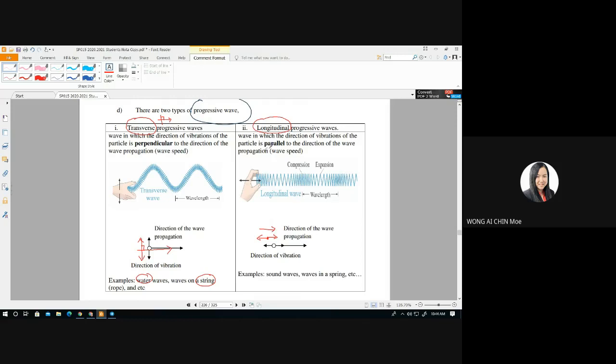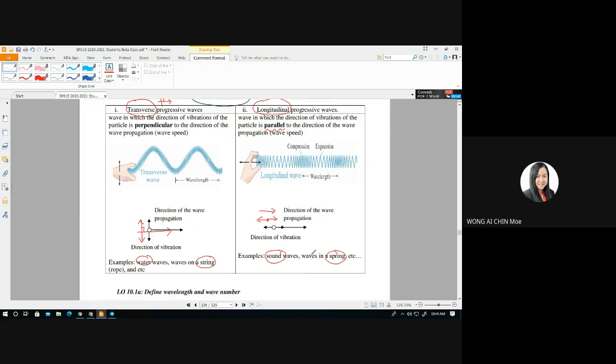Okay, so ini adalah parallel. When you say the direction of the particle vibration is parallel with the motion of the wave, meaning that this is longitudinal wave. So for example, sound wave and also wave in the spring. So these are the two types of wave for progressive wave. Wave yang boleh bergerak. So kita ada dua jenis. Satu adalah transverse, satu adalah longitudinal.